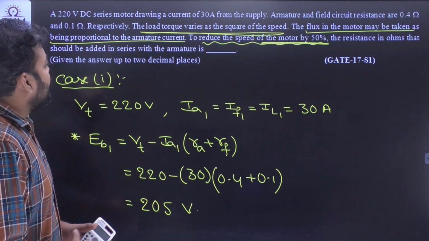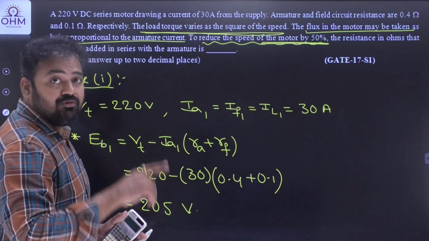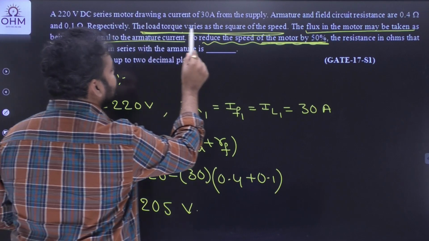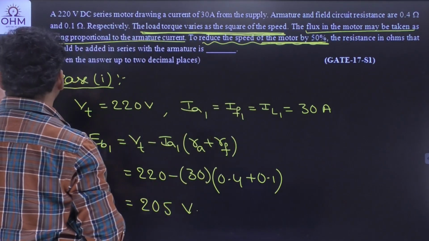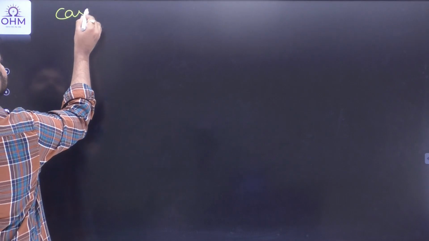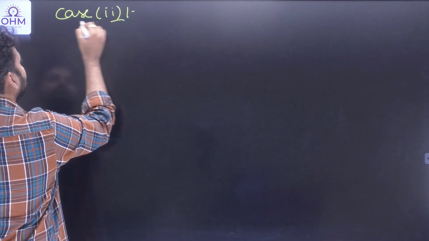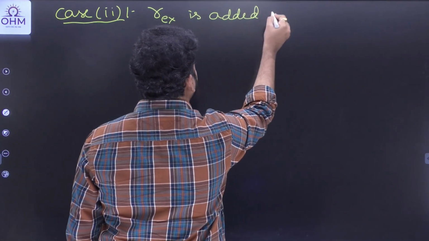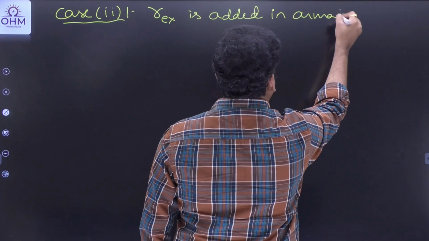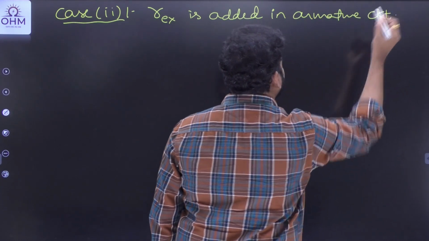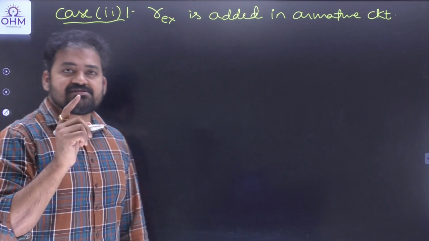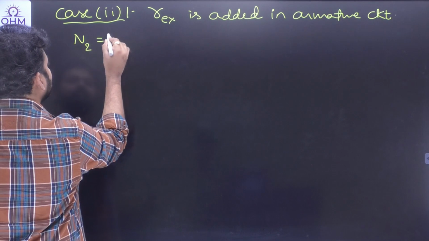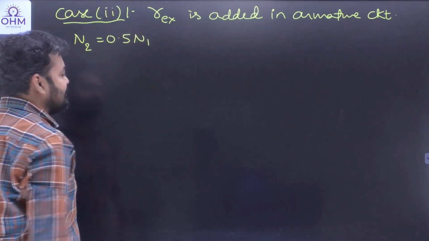Now coming to the next case, we have to reduce the speed by 50%, guys. And also, what is the condition given? Torque is proportional to square of the speed. So let's move to case number 2. In case number 2, extra resistance is added in armature circuit. We added extra resistance in armature circuit such that speed is reduced by 50%. That means N2 is equal to 0.5 times N1.